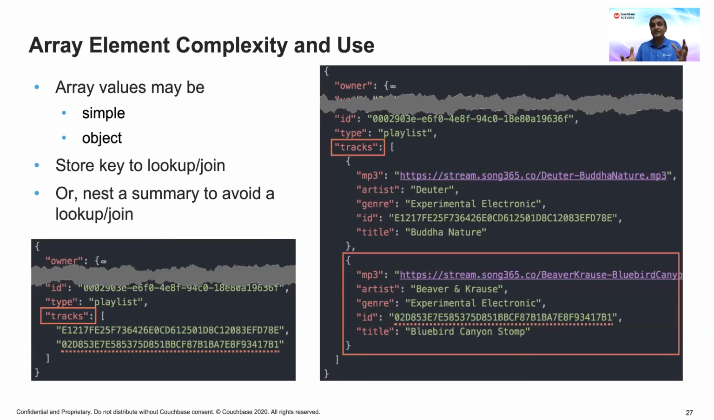So basically that's the trade-off that we need to make. The trade-off of atomicity, the trade-off of document size, the trade-off of the speed of access, the trade-off of the complexity of the document.